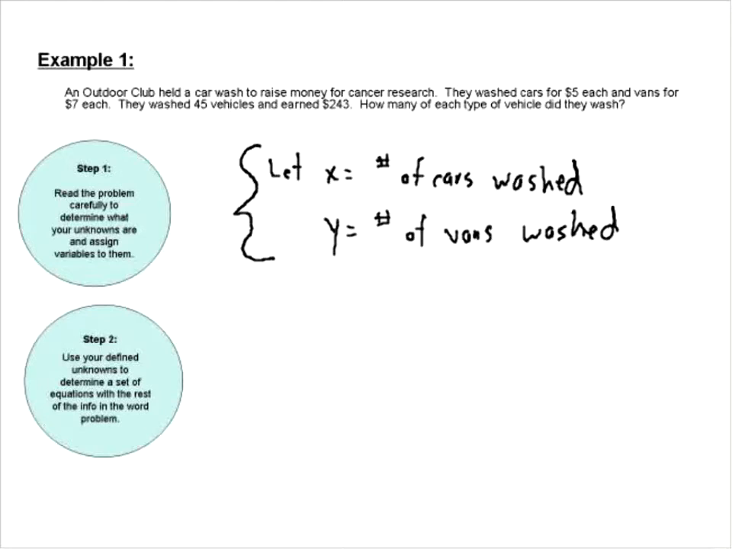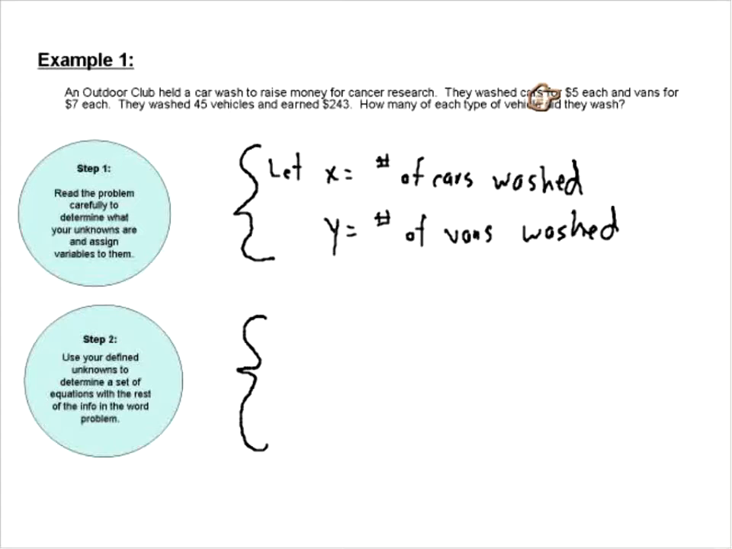So after we've done that, now we're going to do step two. Now by far step two is the most tricky part of a word problem. So what we want to do is use our defined unknowns to determine the set of equations with the rest of the info in the word problem. Now what does that mean? Well, if we look at our word problem, we were given more information. We were given this information right here.